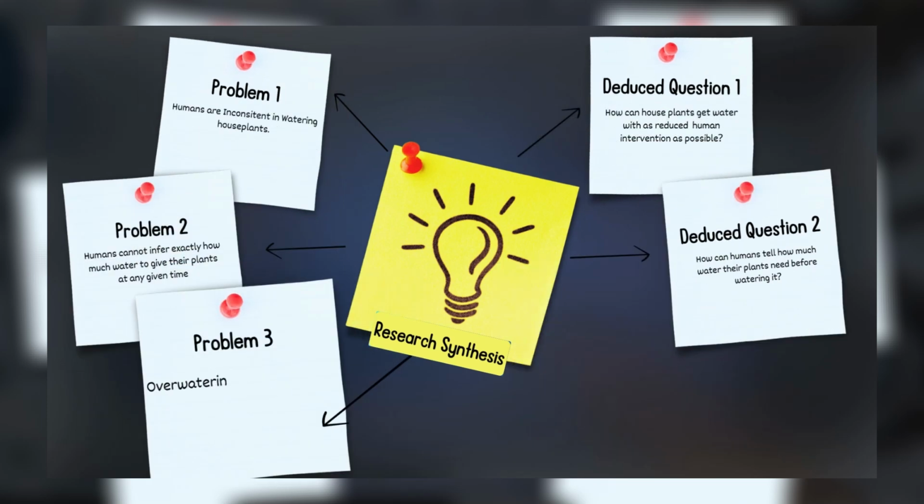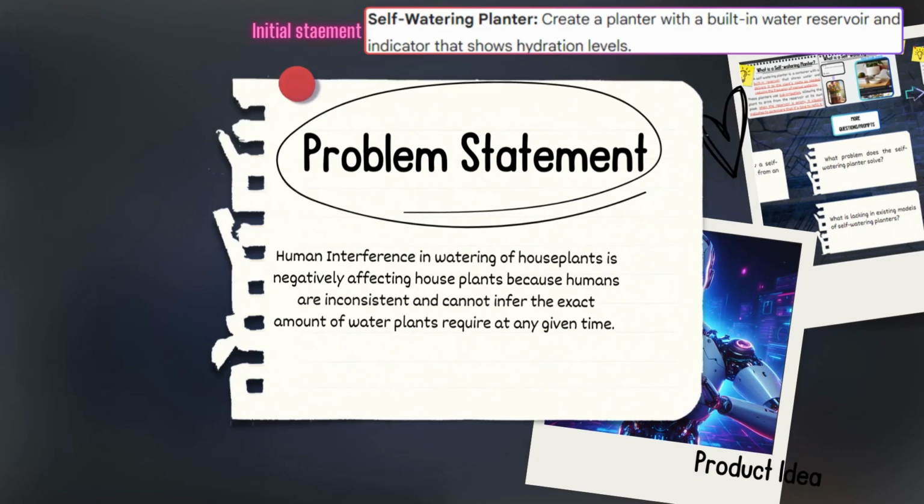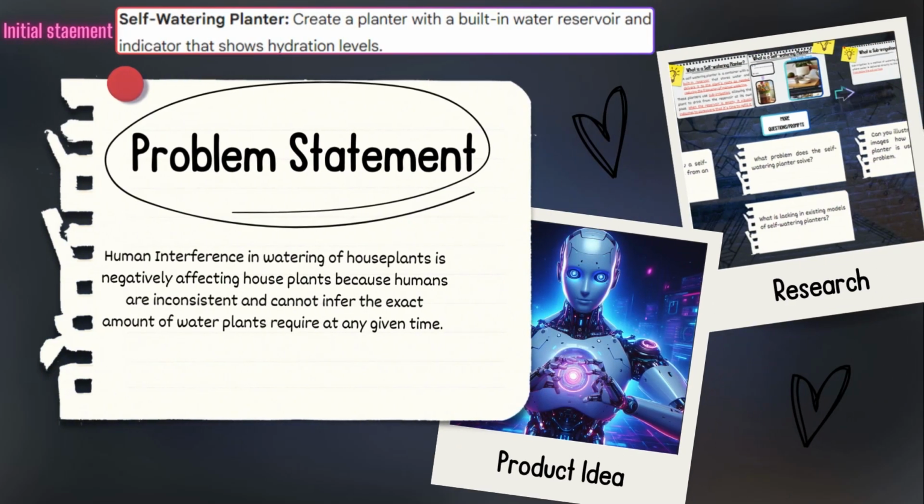So this leads us to a definite problem statement, which can be stated as thus. Human interference in watering of houseplants is negatively affecting houseplants because humans are inconsistent and cannot infer the exact amount of water plants require at any given time. So this is a clear statement of the problem that exists behind this product, which is very important because it's what's going to guide you throughout your conception.